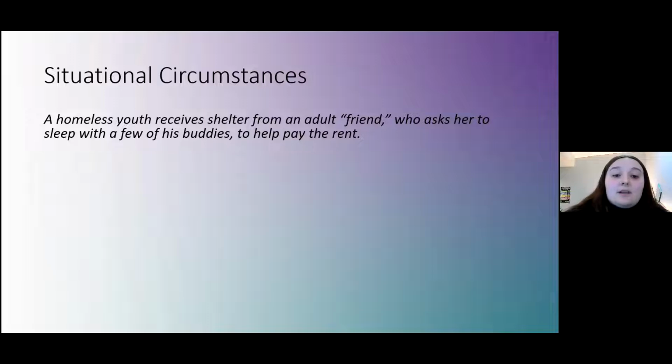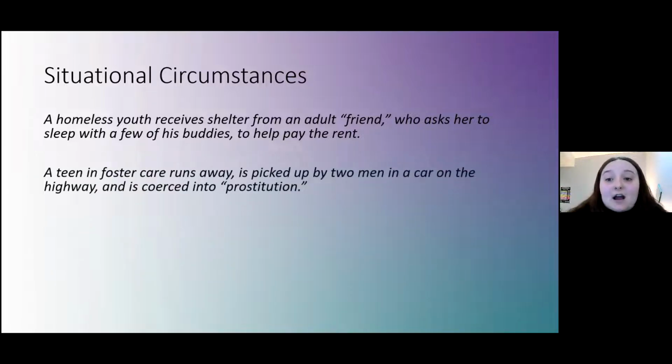So a trafficker will typically gain the trust and loyalty of a victim, and when they're asked to have sex with his friends, they'll feel like they're helping him and doing it for him by making sure they both have a place to stay.